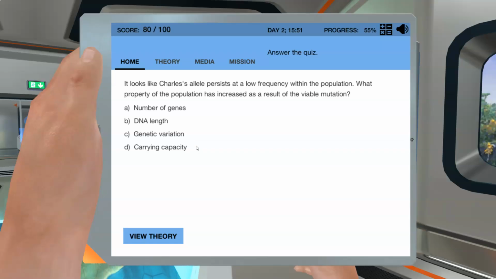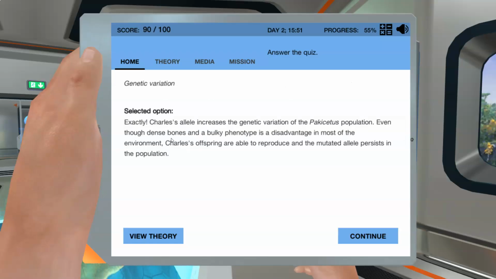What property of the population has increased as a result of the viable mutation? Exactly. Charles's allele increases the genetic variation of the Peckycetus population. Even though dense bones and a bulky phenotype is a disadvantage in most of the environment, Charles's offspring are able to reproduce and the mutated allele persists in the population.